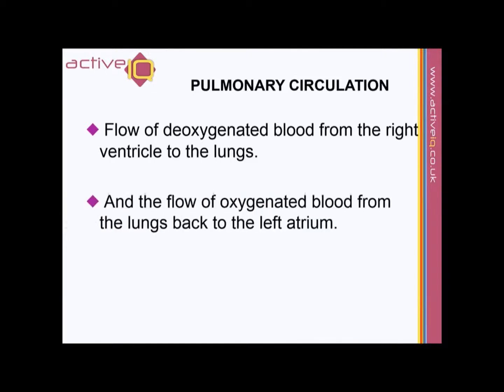Pulmonary circulation is the top half of the circulatory system. So, deoxygenated blood flows from the right ventricle to the lungs, and oxygenated blood flows from the lungs back to the left atrium.